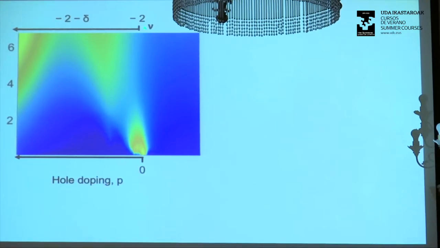This is again -2 filling, so 2 holes per moire unit cell. This is -2 minus delta, hole open. If you put it in terms of doping with respect to the insulator, this is 0, and this corresponds to more holes. And you can see this trace here. Now, we have that feature there that comes from high energy.